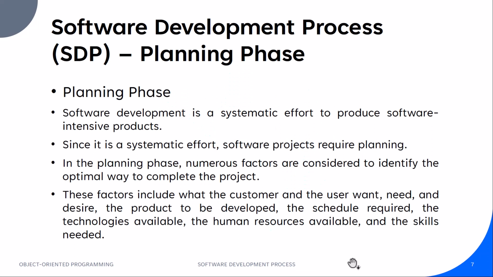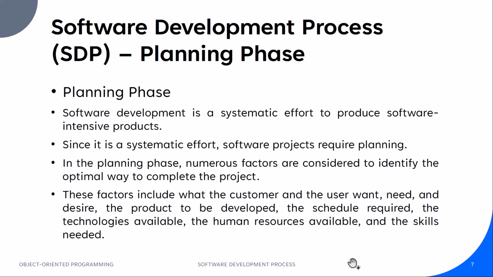Now, as software development is a systematic effort to produce software-intensive products, software projects require planning. In the planning phase, numerous factors are considered to identify the optimal way to complete the project. As you can guess, there are many different types of software, and they all serve different needs for various customers. Therefore, we have to analyze their needs and plan accordingly.